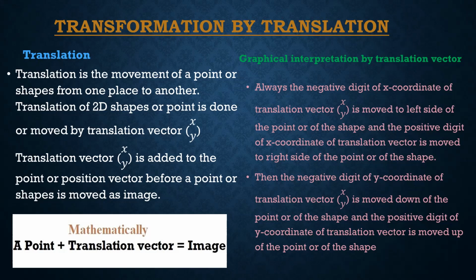Then a negative y coordinate of the translation vector moves down from the point or the shape, and a positive y coordinate of the translation vector moves up from the point or the shape. So if the translation vector is given to you and the y coordinate is positive, where you can locate the positive of y is the top of the origin, and where you can locate the negative of y is the down, or the bottom, of the origin. So on the y-axis, you know how to locate the negative and the positive, therefore you move the point accordingly.